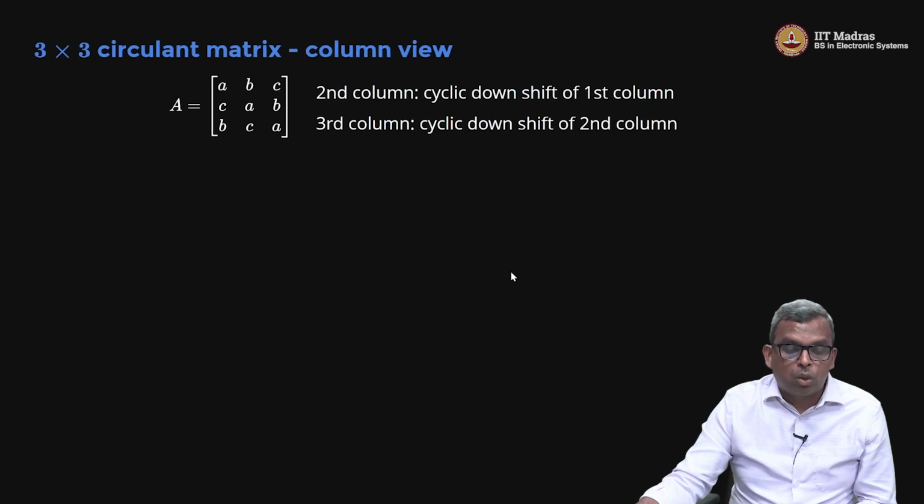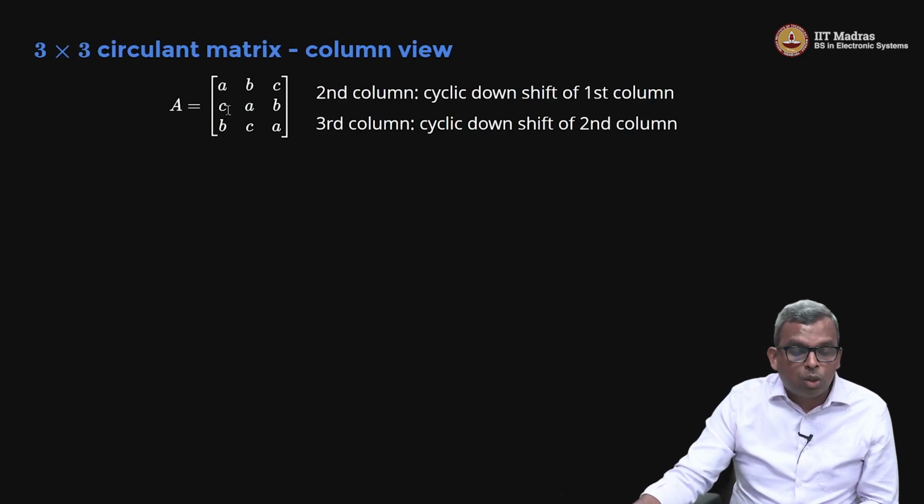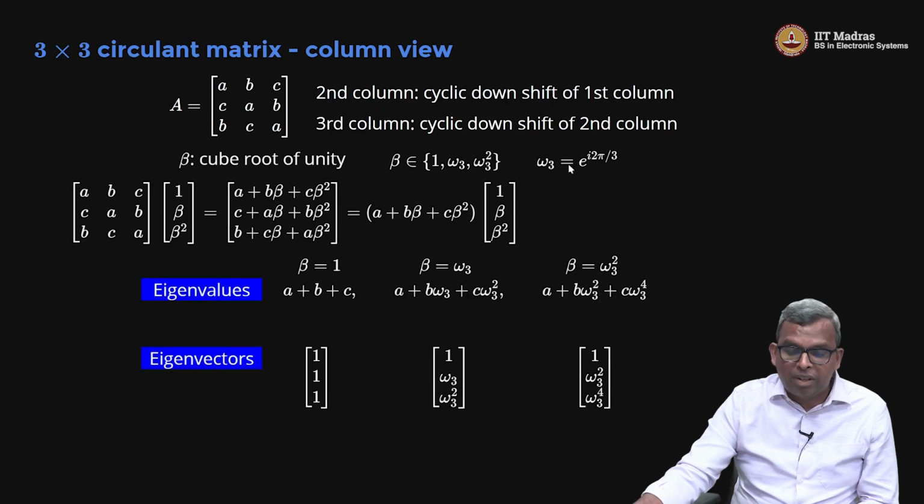There is also a column view you can take. I keep saying row, but it turns out that for the same circulant matrix, the columns also have a cyclic property. The second column is a cyclic downshift of the first column, and the third column is a cyclic downshift of the second column, right? So there is also a column view here. If you take a column view instead of a row view, you get a very similar looking thing. It's the same matrix, so the same sort of theory goes through; the eigenvalues and eigenvectors are all the same.